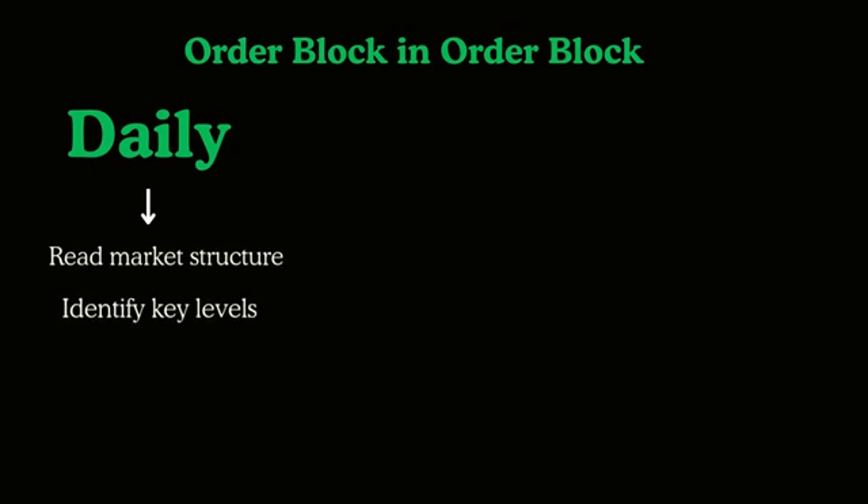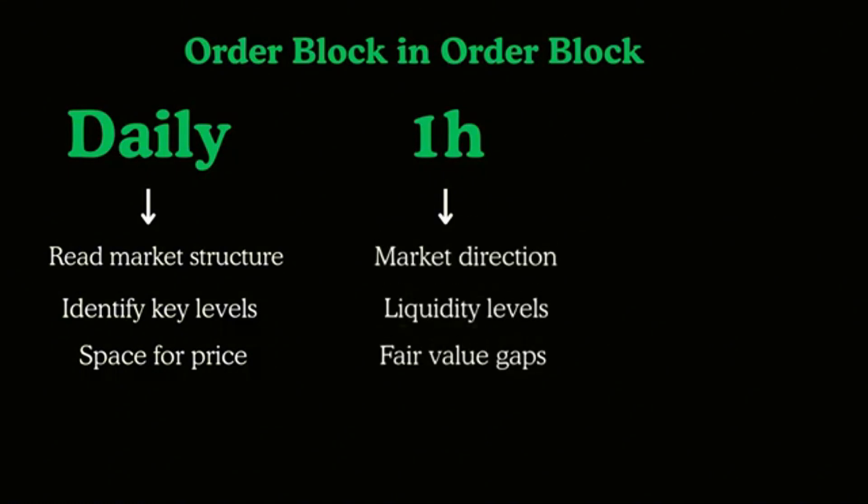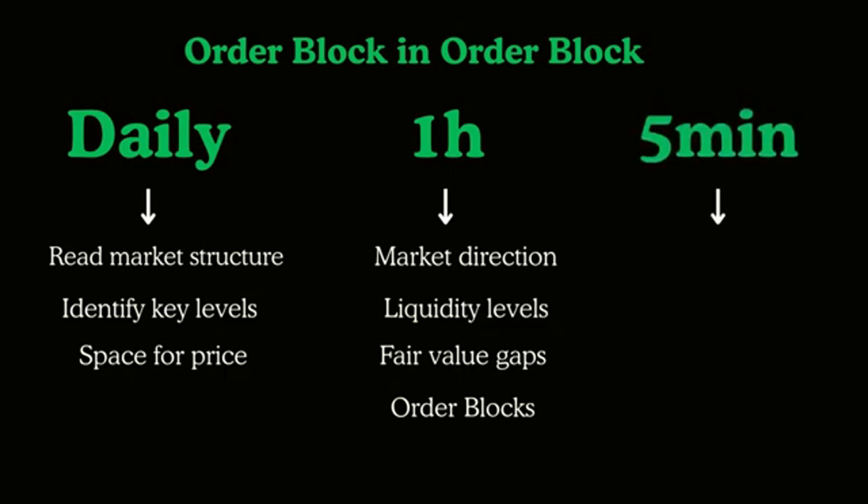Now, let's dive in. This trading plan is based on three key time frames. First, we have the daily time frame, where we'll conduct a general analysis, review market structure, identify key levels, and assess the space available before reaching a significant higher time frame level. Next, we use the 1-hour chart, where we apply smart money concepts to determine market direction, liquidity levels, fair value gaps, and most importantly, the order blocks. These are the optimal trading zones that could offer us a high-quality setup. Finally, we zoom in on the lower time frame, the 5-minute chart, to find confirmation and enter our positions.